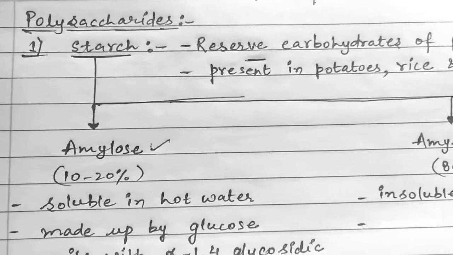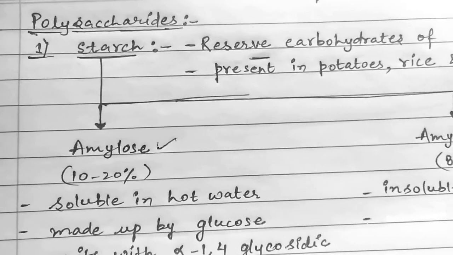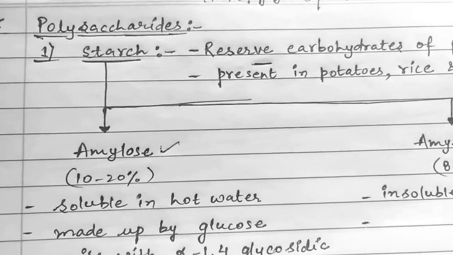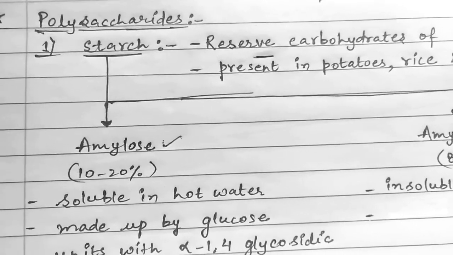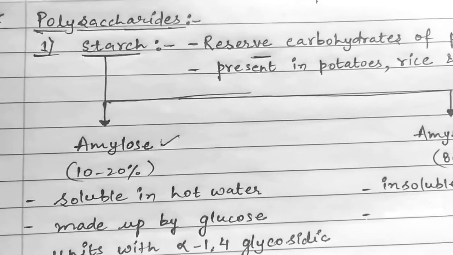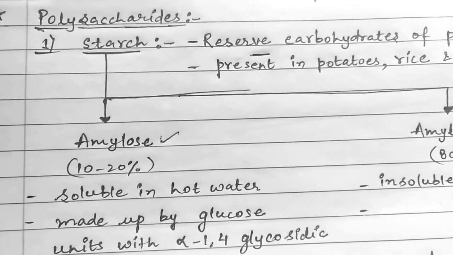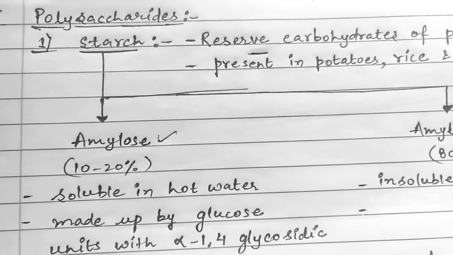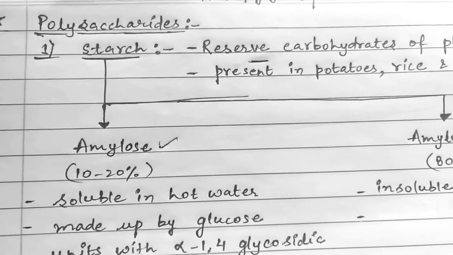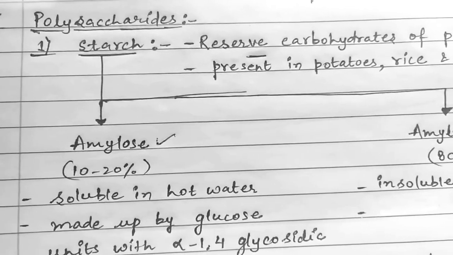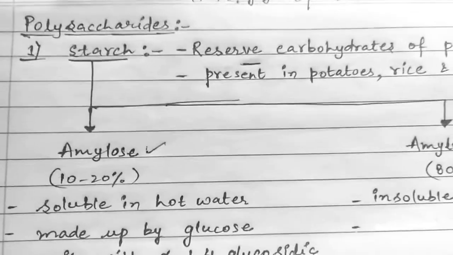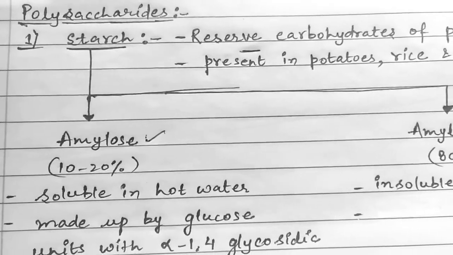Hello student, in this video we will talk about the polysaccharide, and I have told you about the polysaccharide. There are different kinds of polysaccharide. One is homopolysaccharide, another one is heteropolysaccharide, and in this video we will talk about only the homopolysaccharide. There are three examples of the homopolysaccharide. Number one is starch, number two is glycogen, and number three is cellulose.